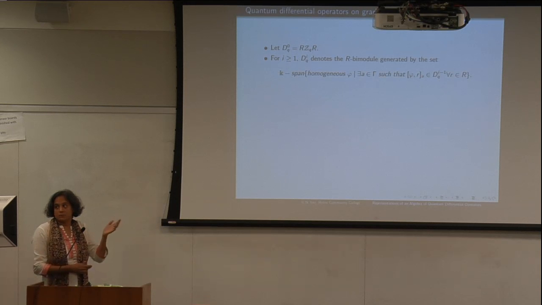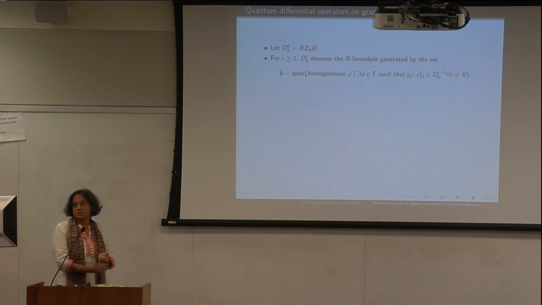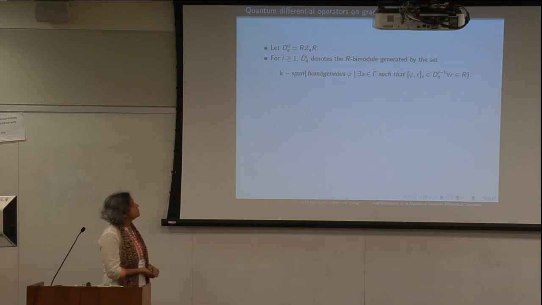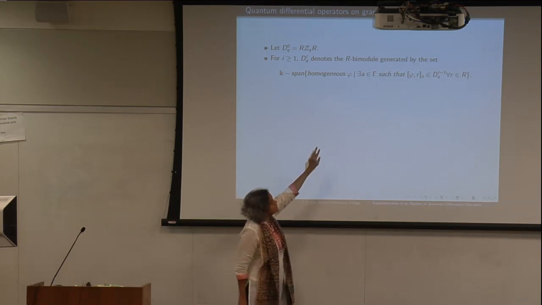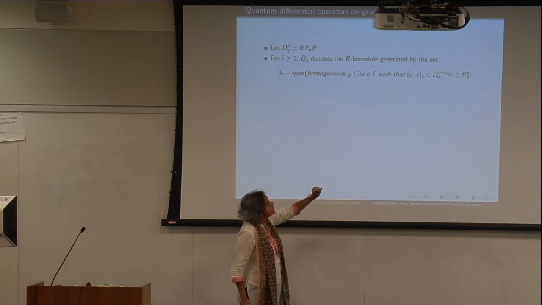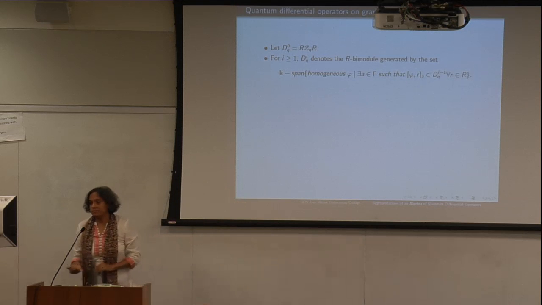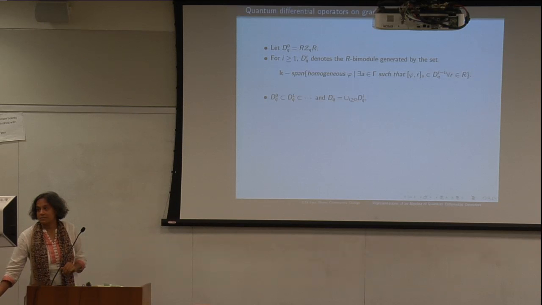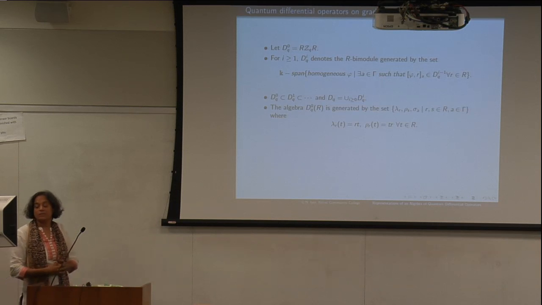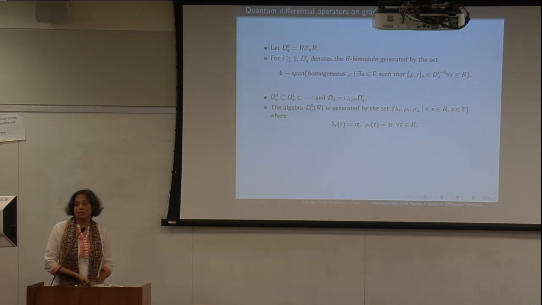Now, as in Grothendieck's definition, this is a nested definition. So the i-th bimodule is the R-bimodule generated by those homogeneous phi's for which there is a degree such that that particular commutator falls in a lower level. By construction, you want bimodules at every layer. So you have a filtered algebra here. In general, zeroth order quantum differential operators are given by left multiplications, right multiplications, and the graded morphisms.